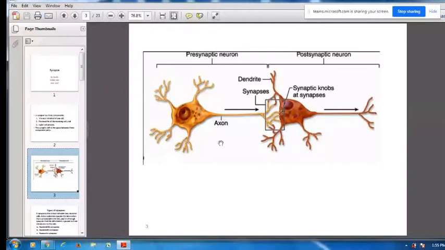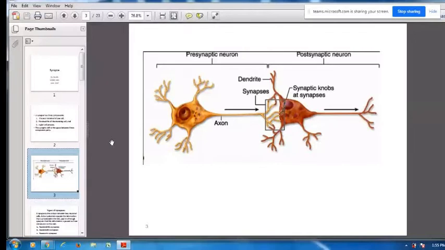We need to know the types of synapses. There are mainly three types: axodendritic, axon and dendrite; axosomatic, axon and soma; axoaxonic, meaning axon and axon. Okay, so let's see with the picture. Axodendritic. This is the most common synaptic contact in the CNS, between the axon of one cell and the dendrite of another cell. Please see in the picture.